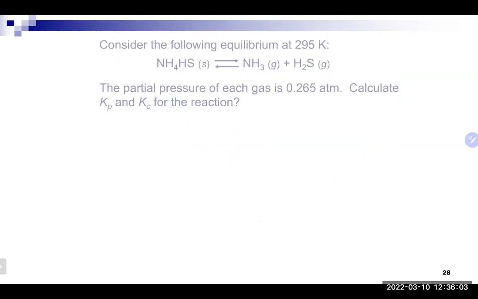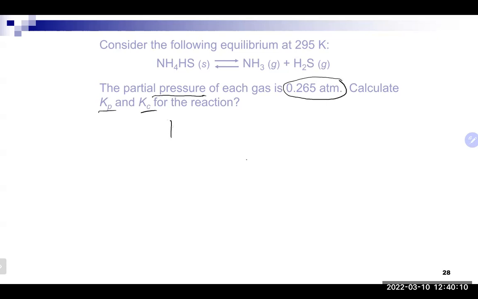All right, let's try one more here. Consider the following. At equilibrium, the partial pressure of each gas is 0.265. What is the Kp and the Kc in this case? Okay, let's take a look. So again, in this case, we're looking for both Kp and Kc. We are given pressures, which means Kp would probably be the best one to start with. We could directly calculate that.